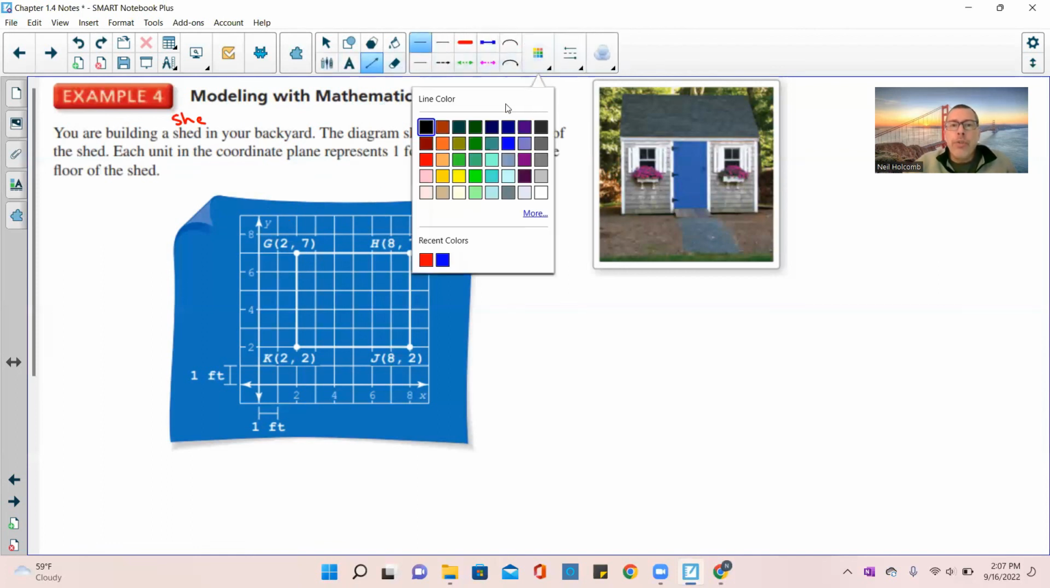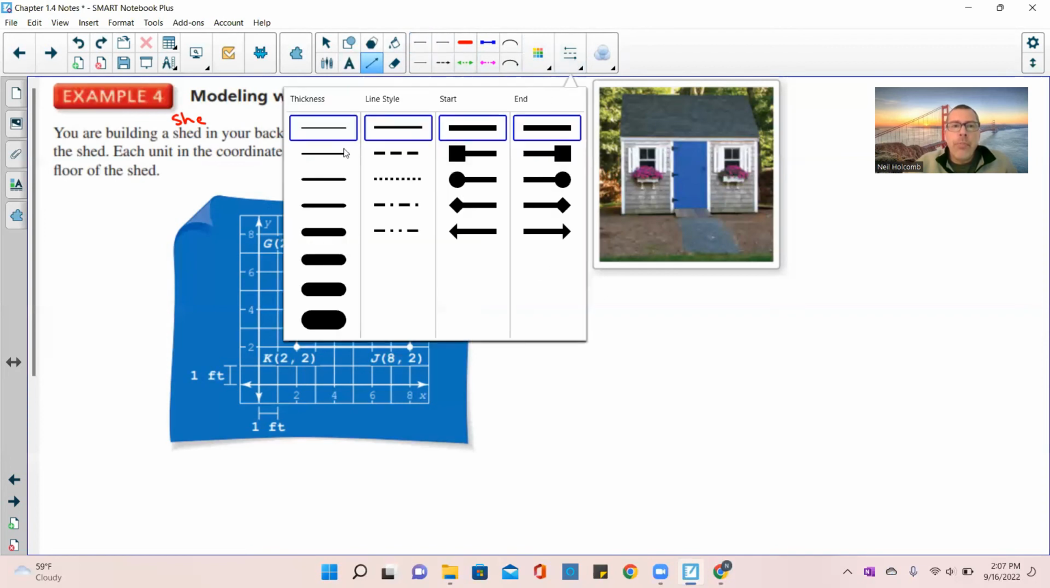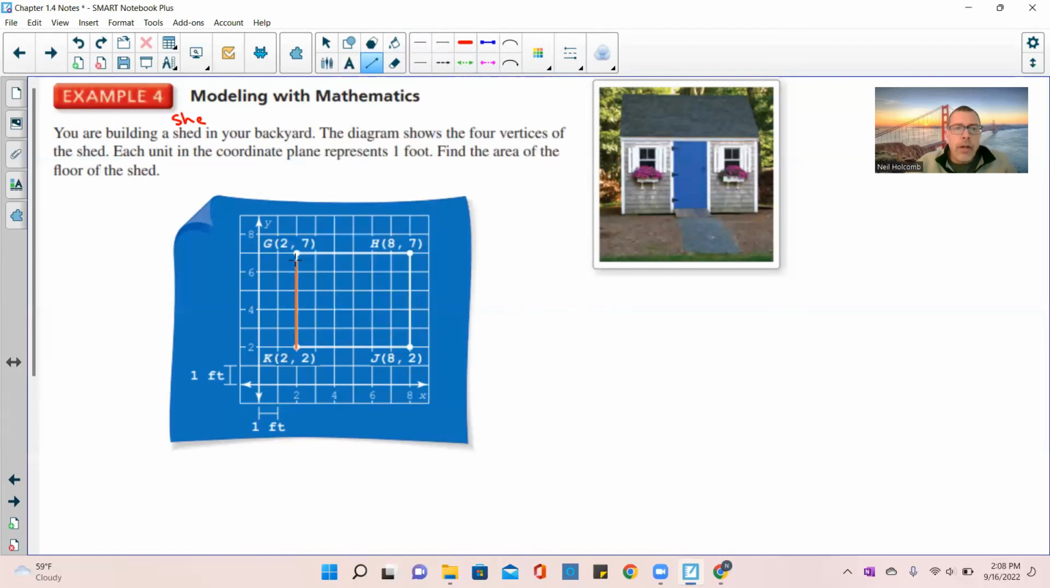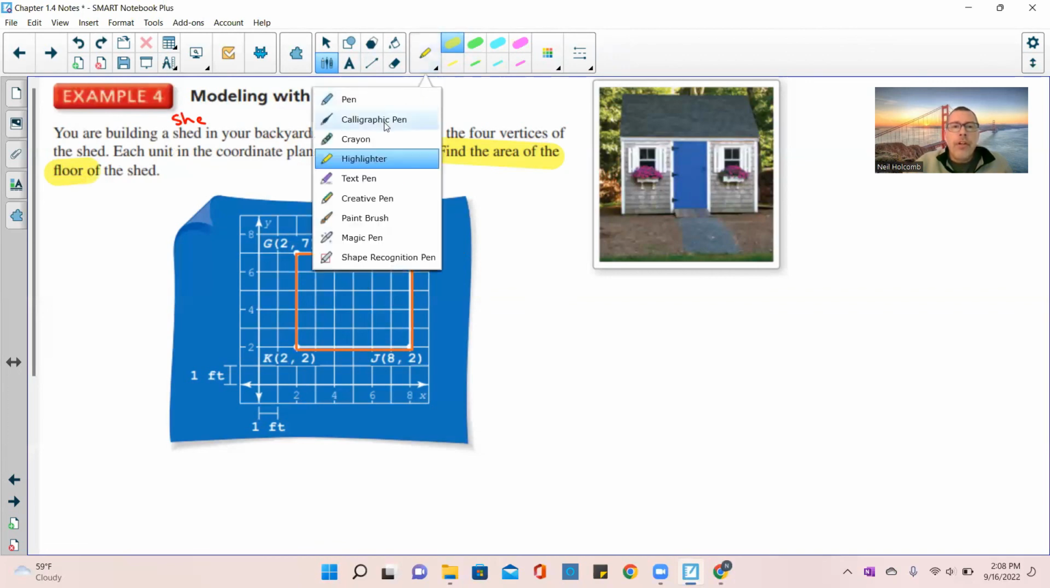So what I'm going to do is I'm going to highlight this so you can see it better. Let's use, oh, I don't know, orange. Orange, you glad I picked orange? All right, so I'm going to start here and I'm going to draw up to here just so you can see this better. Okay, what we're talking about, this is the floor on the plans. Okay, and once we're done that, then now we can just jump right in and say, okay, well, what is it asking for? You're building a shed, find the area of the floor. And they're each 1 foot. All right, so we want the area.